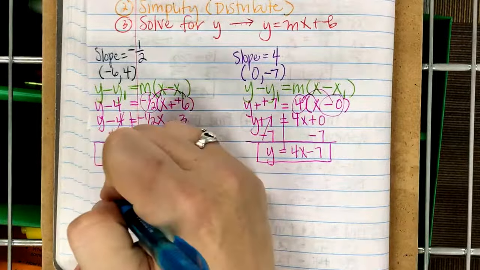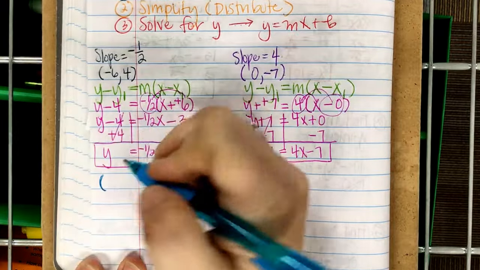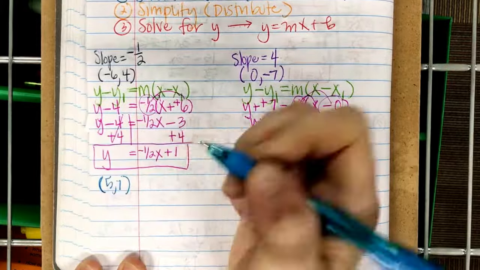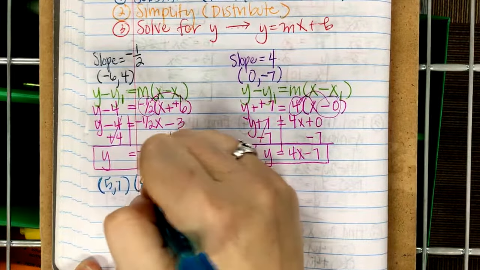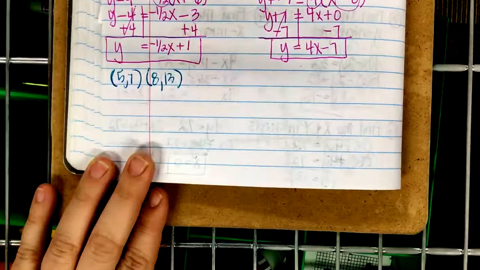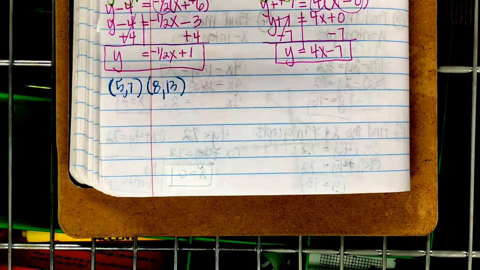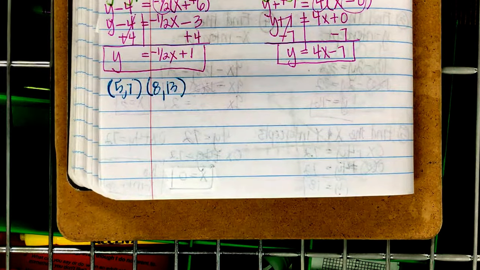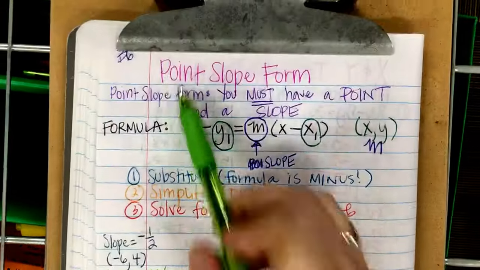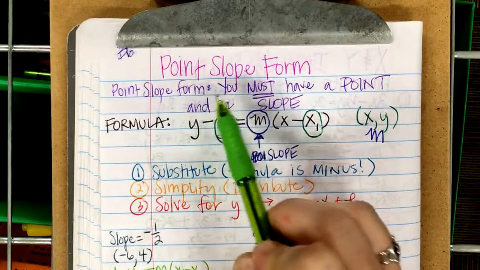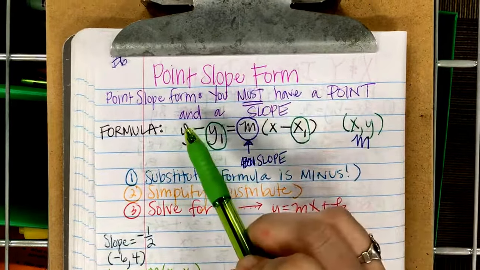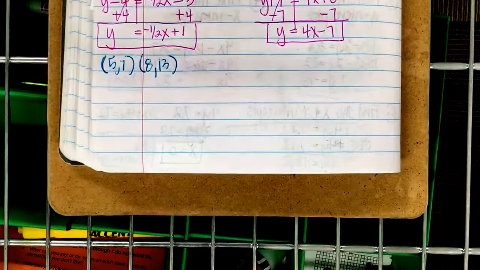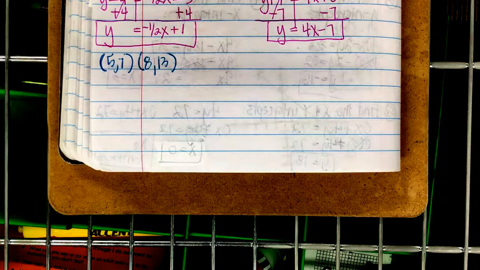All right, so what if it looks like this? 5, 7, and 8, 13. I thought this was called point slope form. Isn't it called point slope form? Point slope. You must have a point and a slope. It just gave me 2 points. How am I going to use point slope form when it only gives me 2 points?